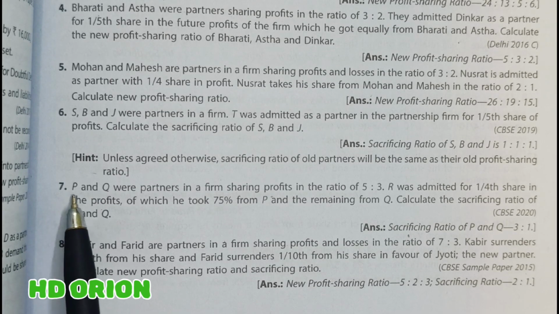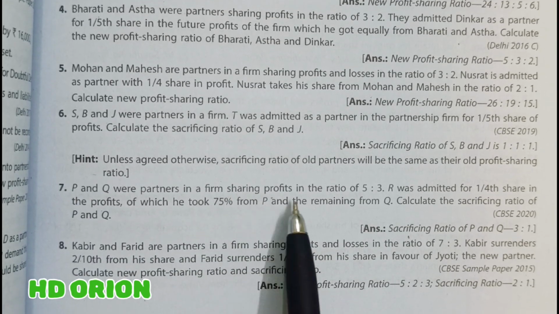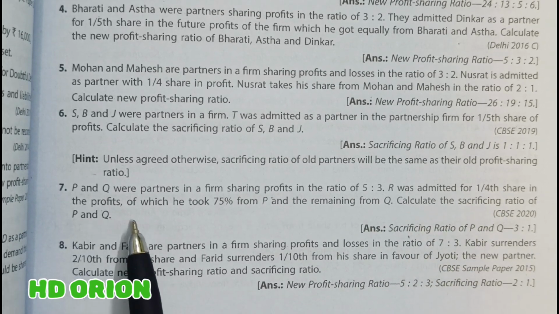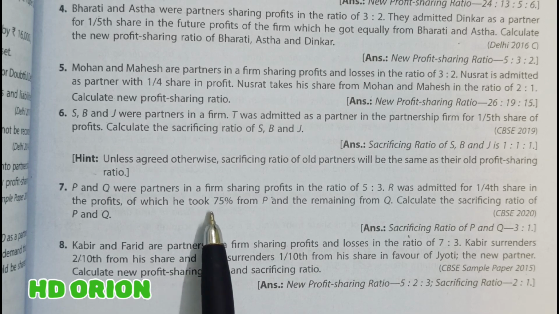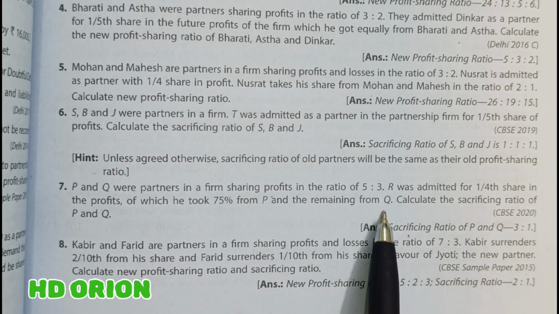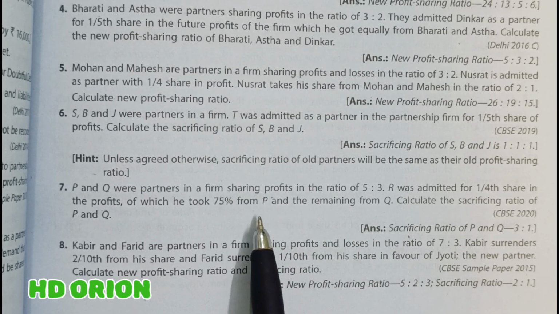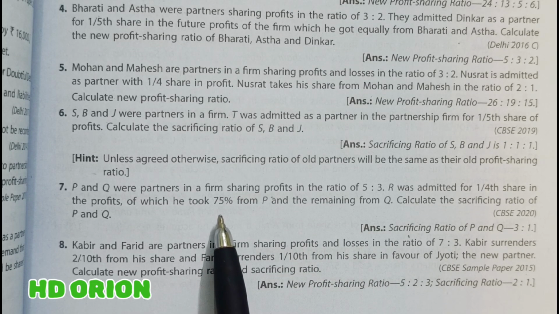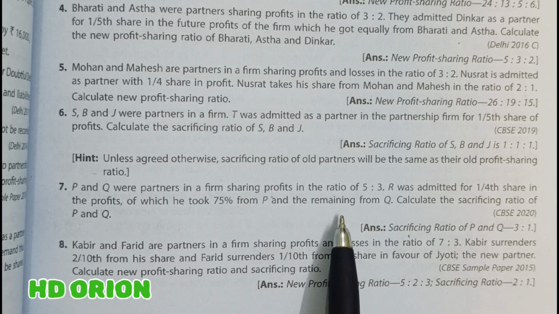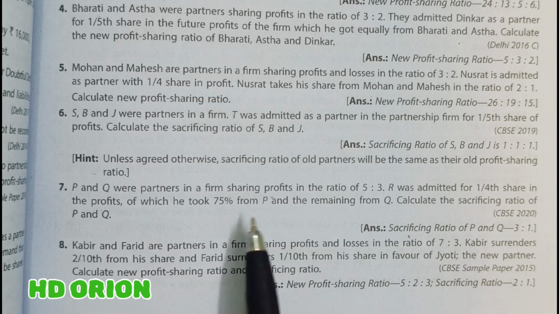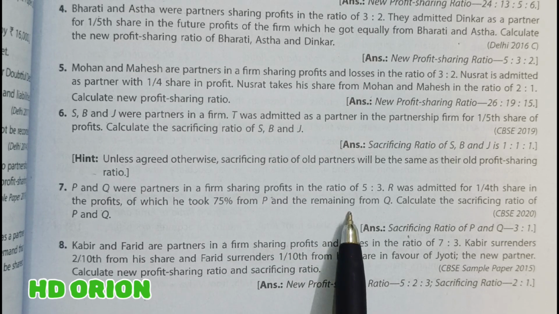Let us see question number 7. P and Q were partners in a firm, sharing profits in the ratio of 5:3. R was admitted for 1/4 share in the profits, of which he took 75% from P and 25% from Q. 75% is nothing but 3 by 4. Fine, 75 by 100 is 3 by 4. And the remaining 25 by 100 is 1 by 4.